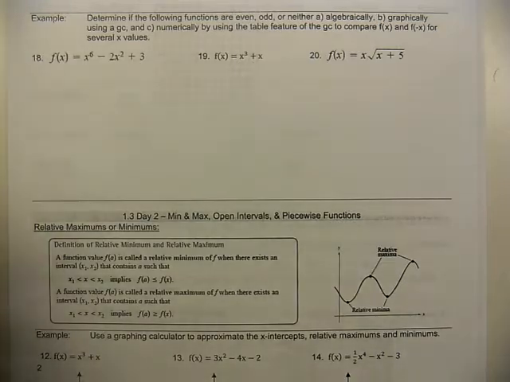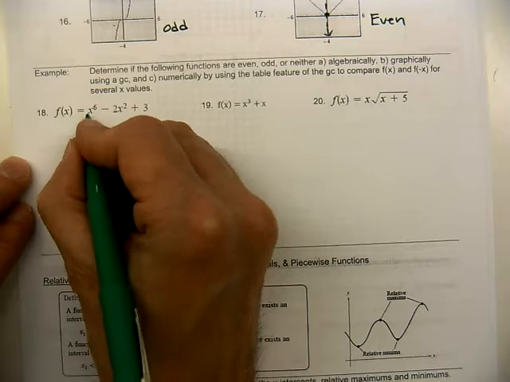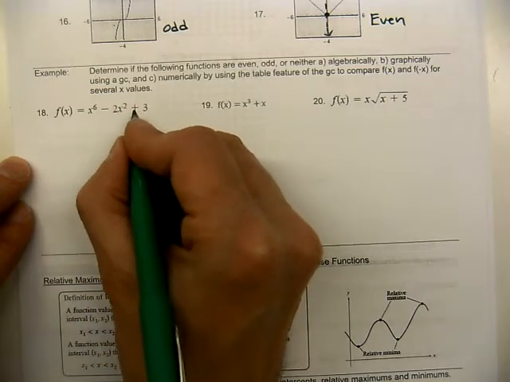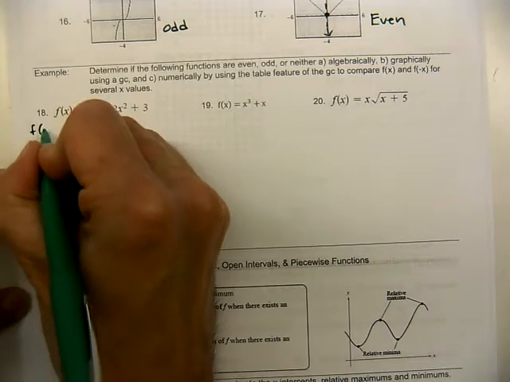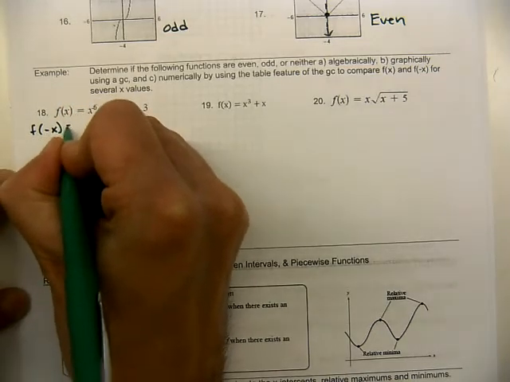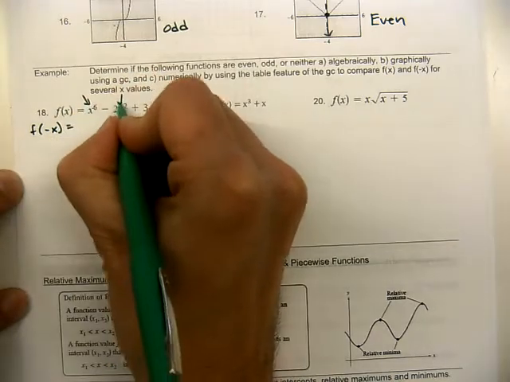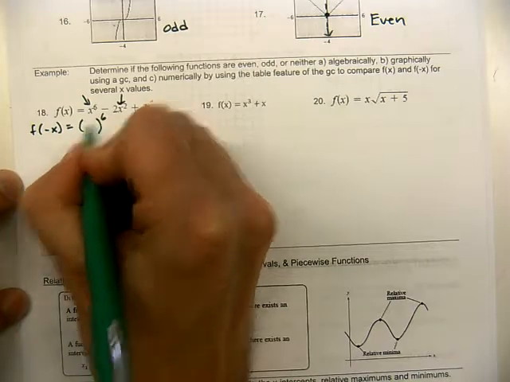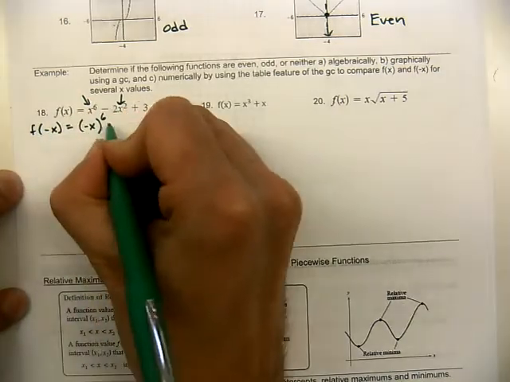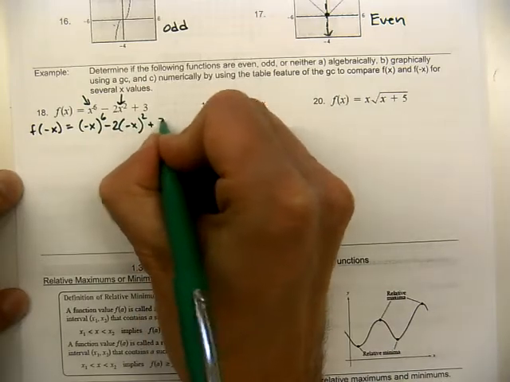Let's take a look at examples 18, 19, and 20. So here on number 18, we have f of x equals x to the 6th minus 2x squared plus 3. So we're going to take that function and we're going to plug in the opposite of x. That means that's my input. So wherever you see this input symbol, in its place put some parentheses and drop in the negative x. That's step 1.